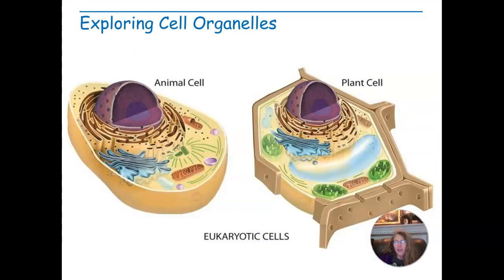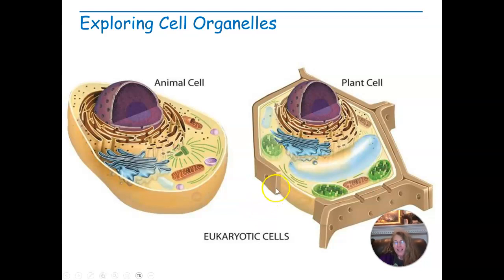So here we have these two different types of cells. And so we have the animal cell and the plant cell, and they have distinguished differences. So one of the first differences is, I don't know, should I talk about this now or later? We'll go ahead and talk about it here.